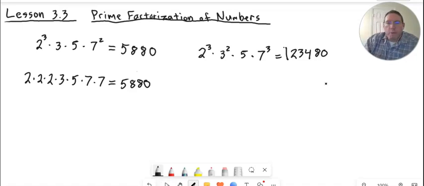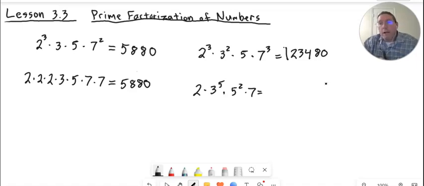Okay, let's try another one. Get ready with your Numworks calculator. I want you to do 2 times 3 to the 5th power. That means we're doing 5 threes: 3 times 3 times 3 times 3 times 3. Times 5 squared times 7. Now, if you want to, you can just do 2 times 3 times 3 times 3 times 3 times 3 times 5 times 5 times 7 in a calculator. You don't have to use the Numworks calculator. I just think the Numworks calculator with exponents makes it a lot more convenient.